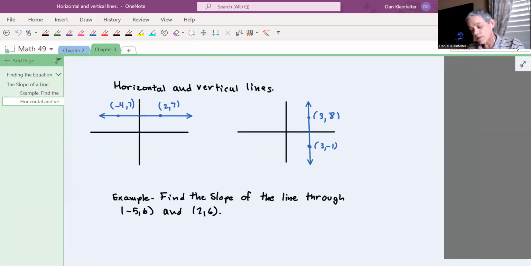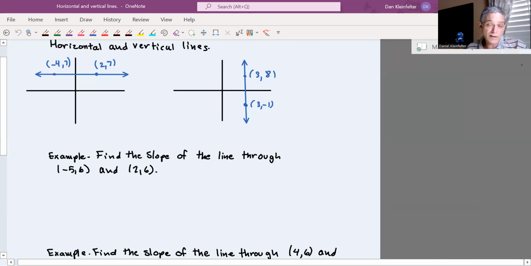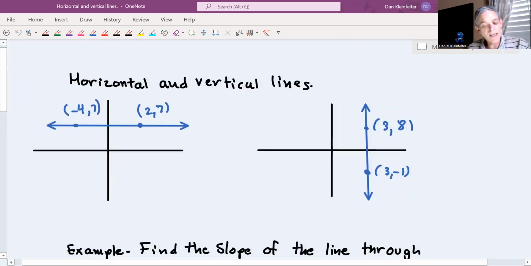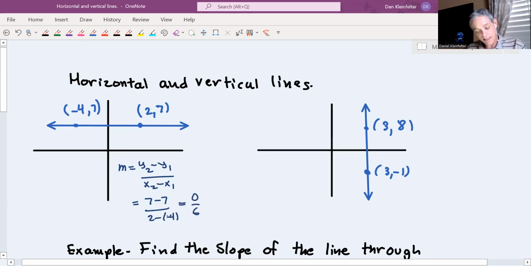Okay, in the next part, we want to take a look at horizontal and vertical lines and what the story is for their slopes. So taking a look first at this horizontal line, we have negative 4, 7 and 2, 7. If we make the calculation, we'll have y2 minus y1 over x2 minus x1. Change in y, 7 minus 7. Change in x, 2 minus negative 4. We'll have 0 divided by 6, which is 0.